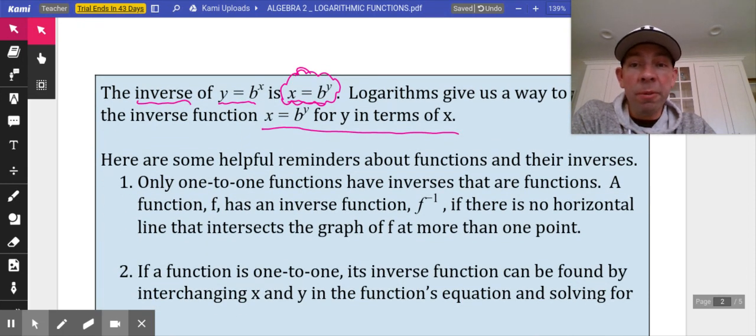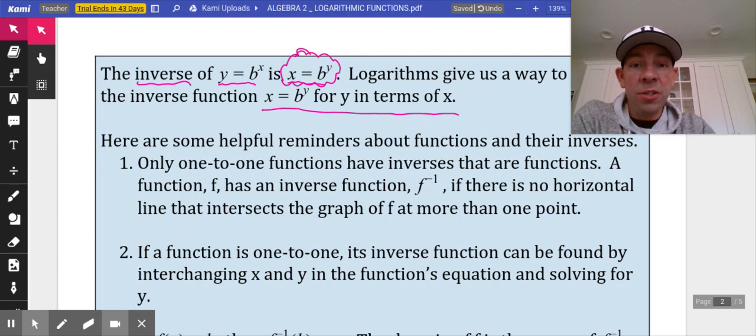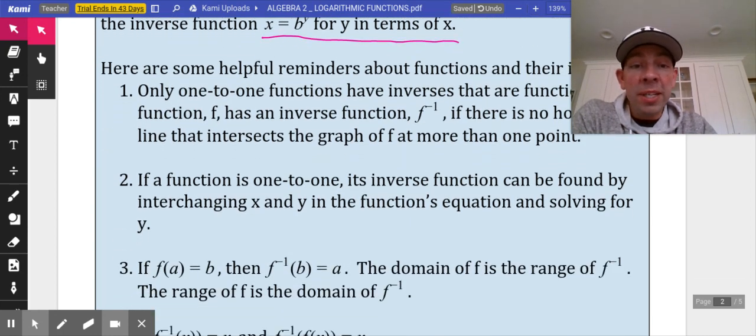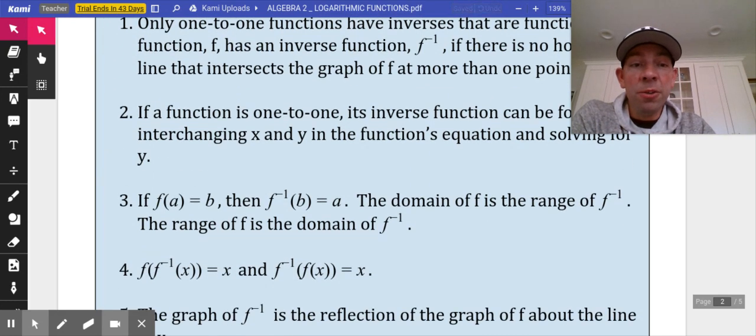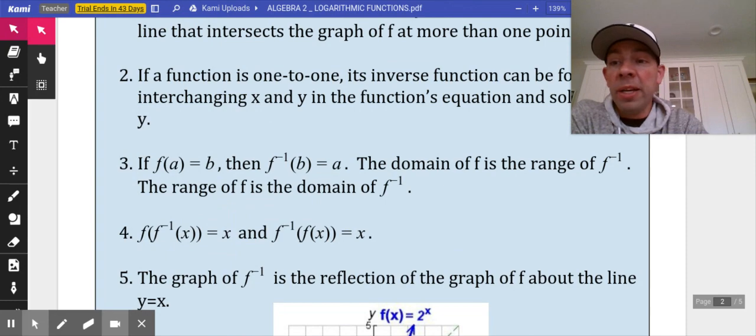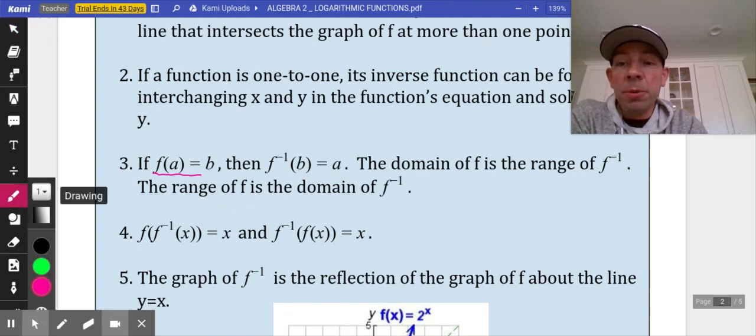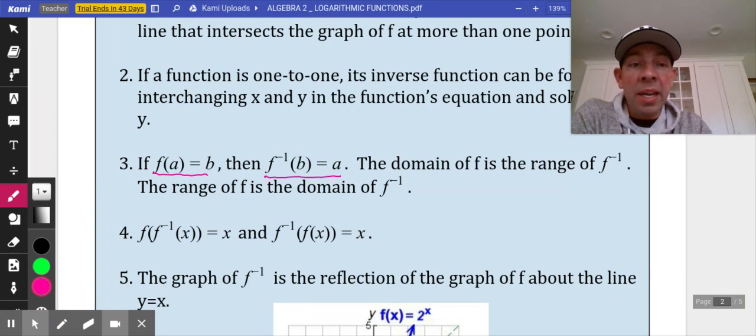Some other helpful reminders about inverses here that you can, again, paraphrase. Only one-to-one functions have inverses that are also functions. If a function is one-to-one, its inverse can be found by interchanging x and y, just like we talked about. Here's one of my favorites, part 3: if f of a equals b, then f inverse of b is equal to a. And that's one that'll play a big role down the road for us.